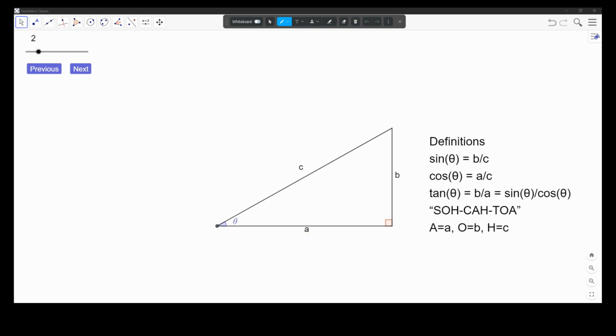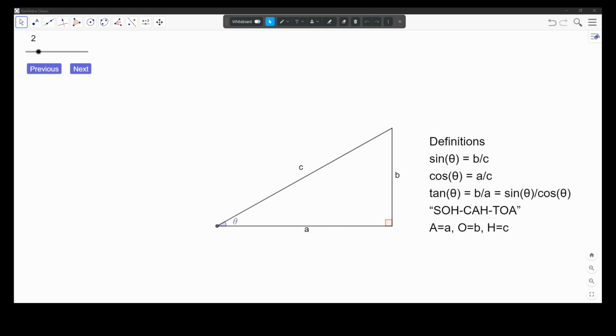And so a lot of what we're going to be talking about in the upcoming couple minutes is the applications or the relationships between the sine, cosine, and these functions as they relate to the angle theta.